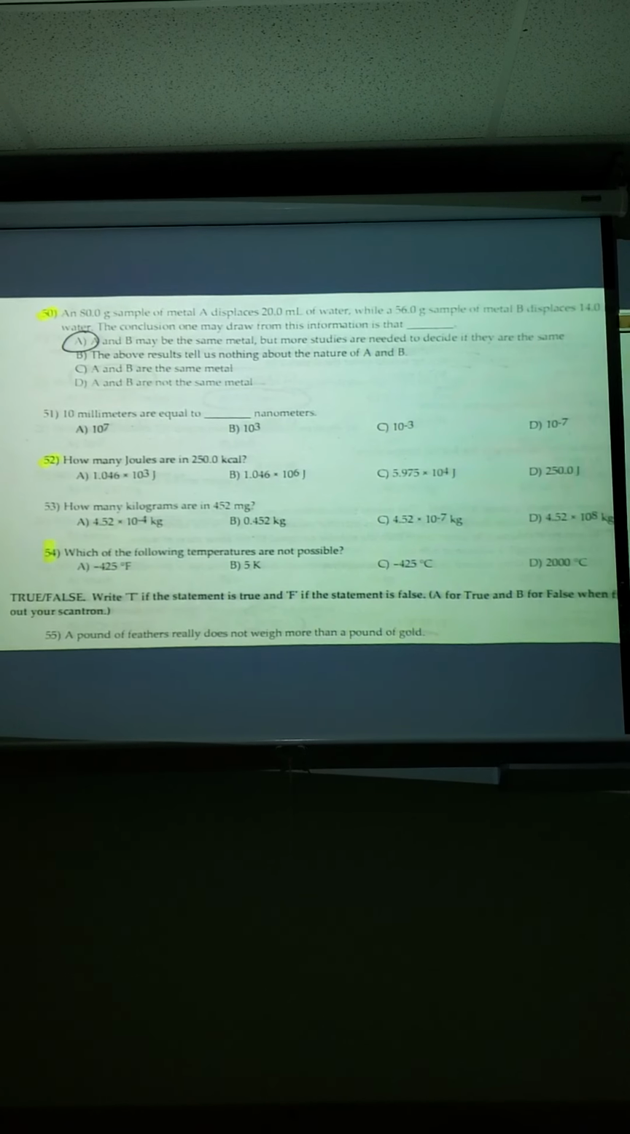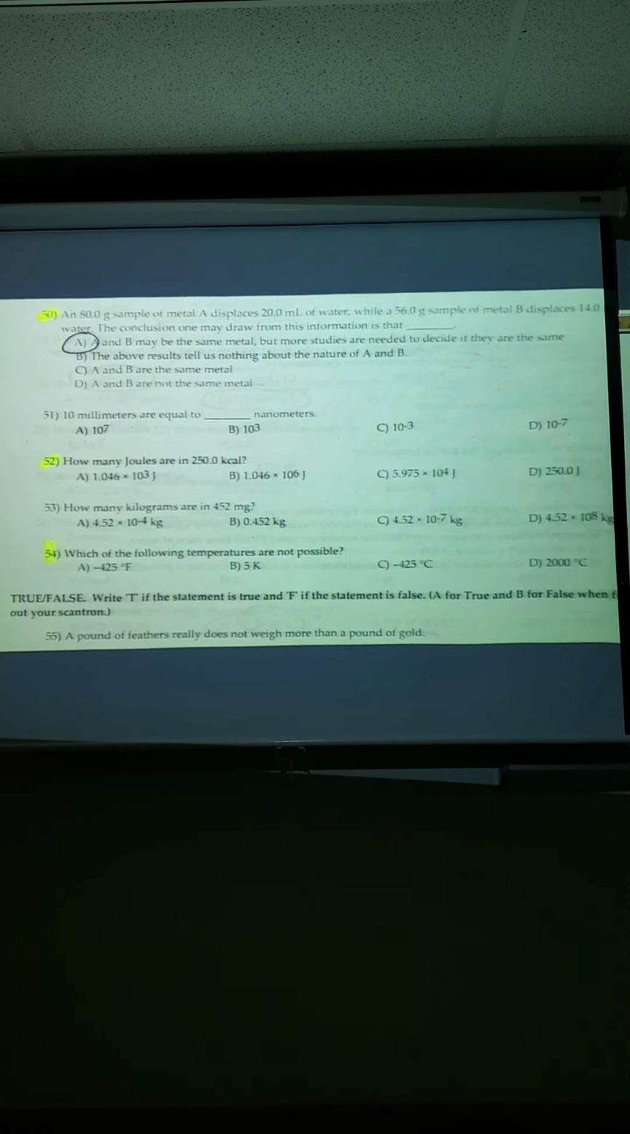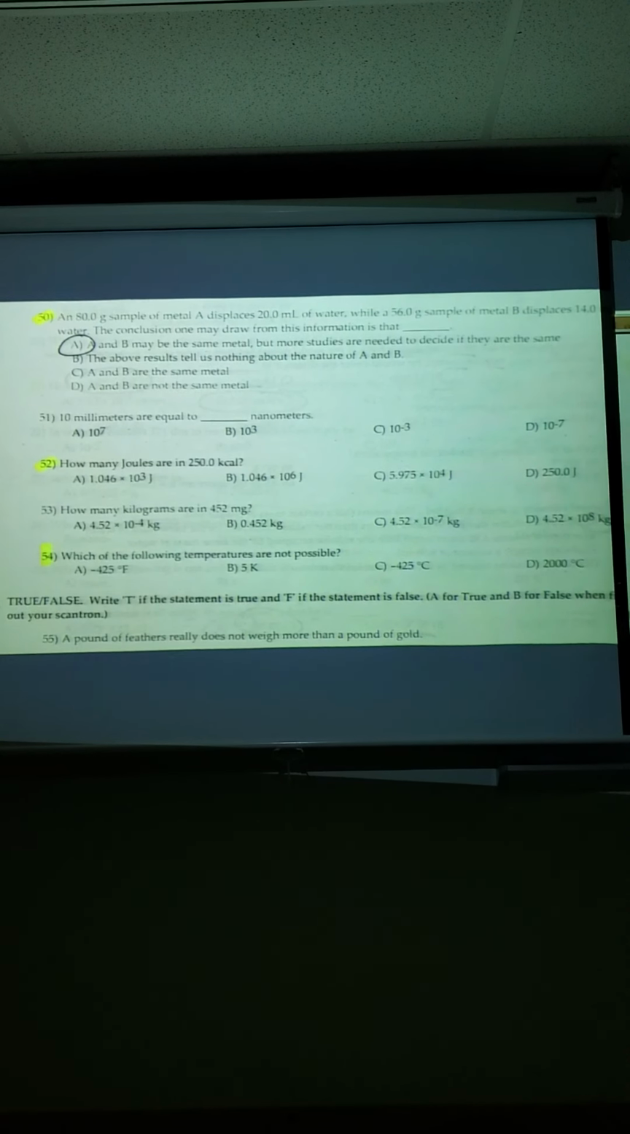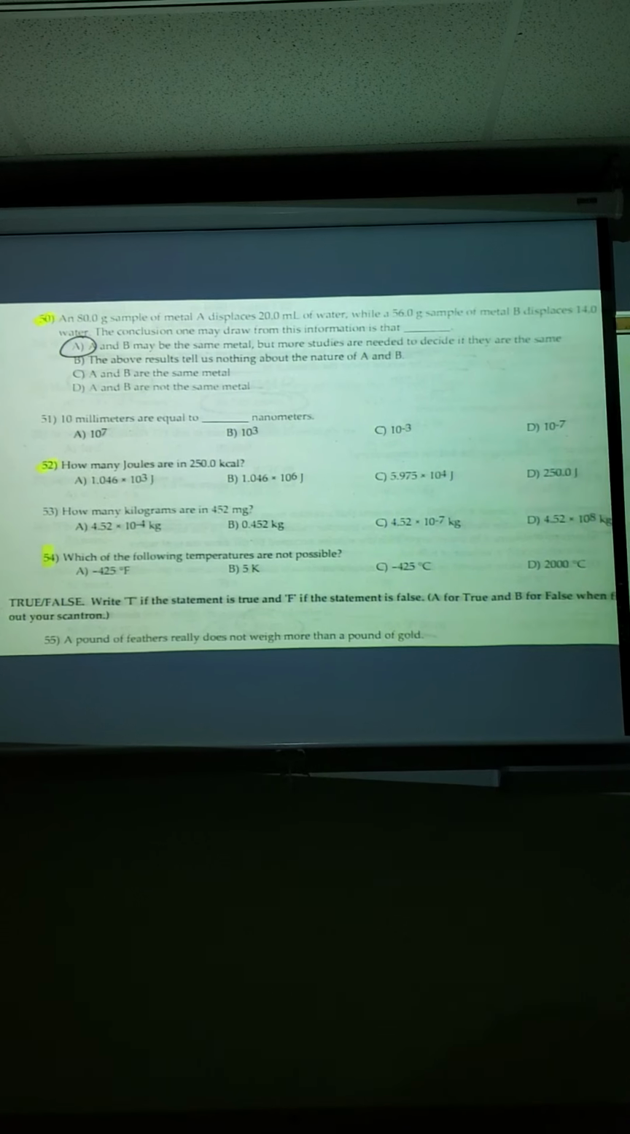So that's 50. Number 52. We had one that was just like this before. This one's just two steps because it requires conversion back to joules.